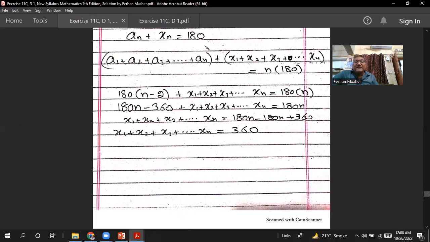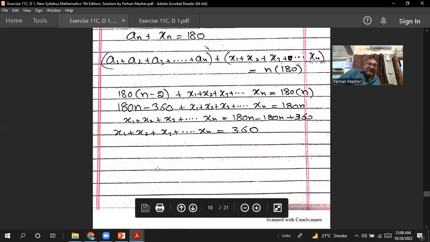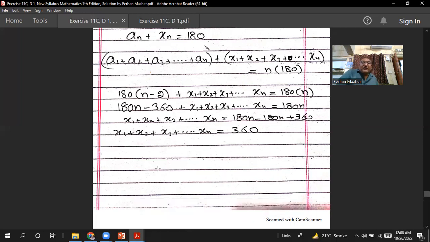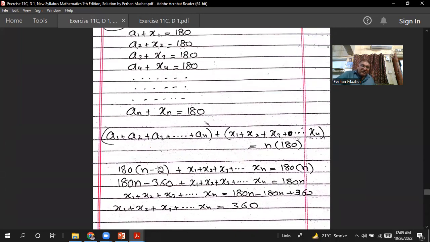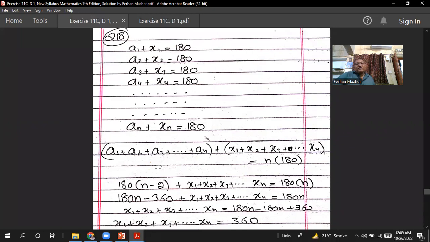So bring these terms to the other side. So you will have X1 plus X2 plus X3 plus up to Xn equals 180n minus 180n plus 360. So 180n minus 180n will cancel with each other, so you are left with 360 only. So X1 plus X2 plus X3 plus up to Xn is equal to 360. It means the sum of the exterior angles is always 360. So this is how you will do this question. This is question number 18.